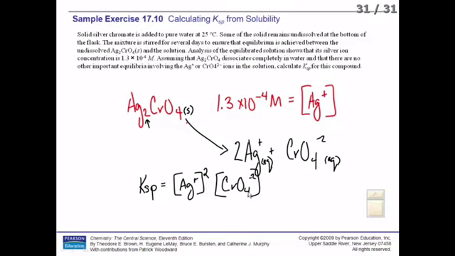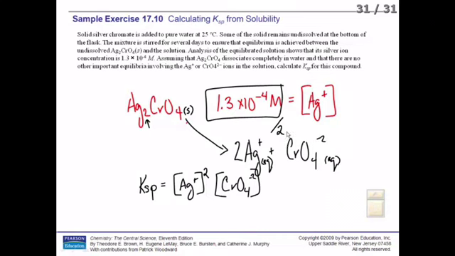In order to calculate KSP, we're going to need the equilibrium concentrations for your silver ion and your chromate ion. And luckily, you have the equilibrium concentration of your silver ion. What you need to realize is that whatever the concentration of this silver ion is, your chromate ion is going to be half of that, because for every 2 of these, you make 1 of those. So what you need to do is take this concentration and divide it by 2.